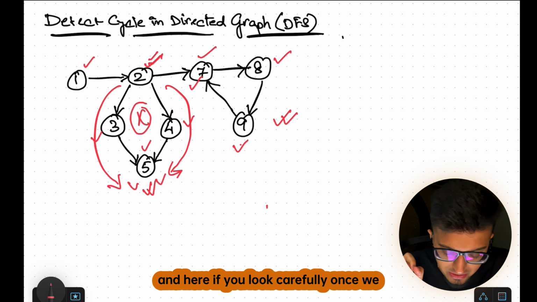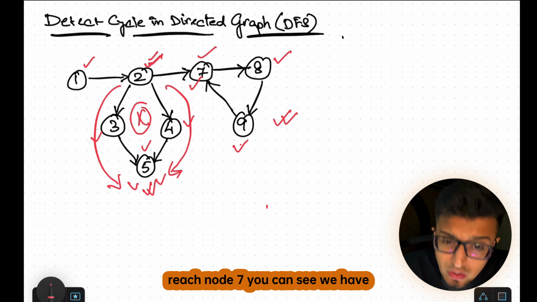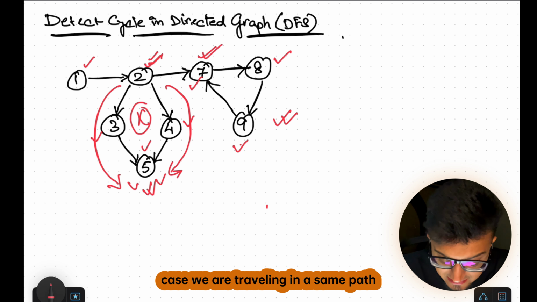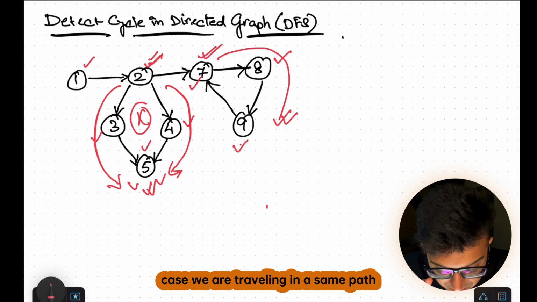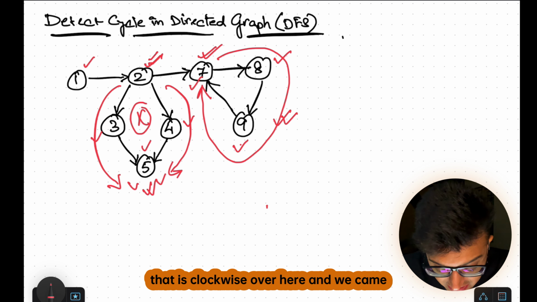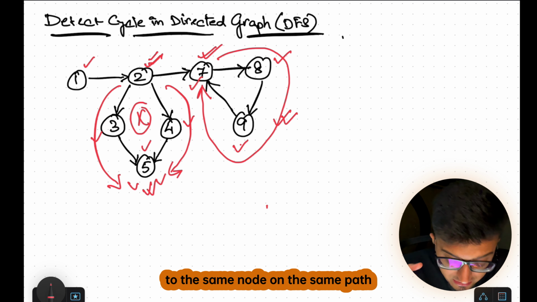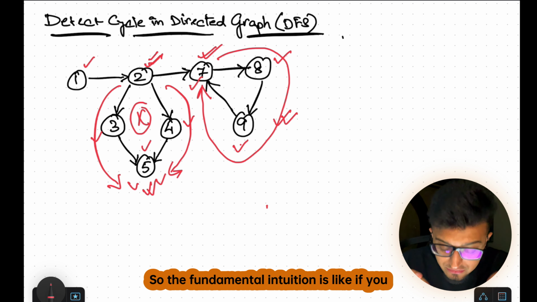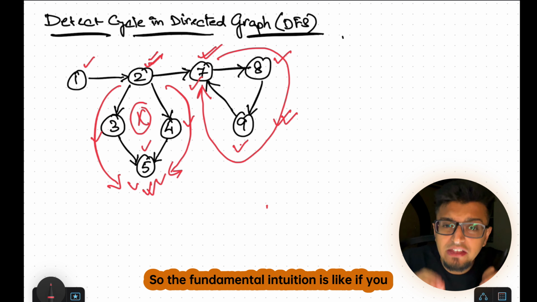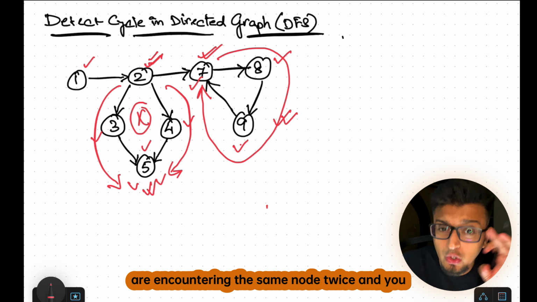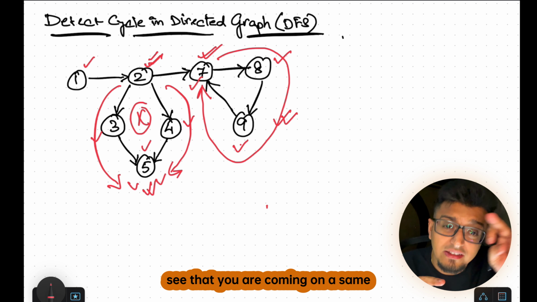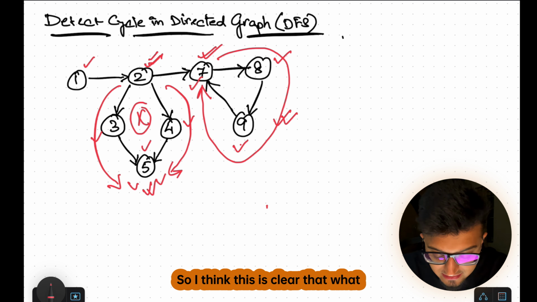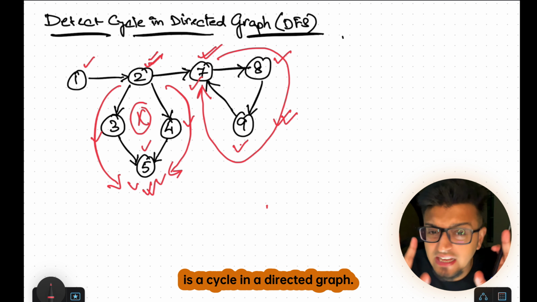Here if you look carefully, once we reach node 7, you can see we have already visited node 7. In this case, we are traveling in the same path, that is clockwise over here, and we came to the same node on the same path. Thus, in this case, this is actually a cycle. The fundamental intuition is that if you encounter the same node twice and you are coming on the same path, then that causes a cycle in the graph. I think it is clear what a cycle in a directed graph is.